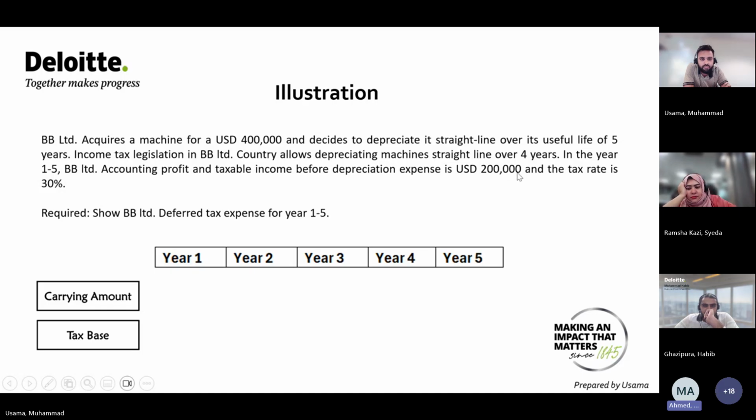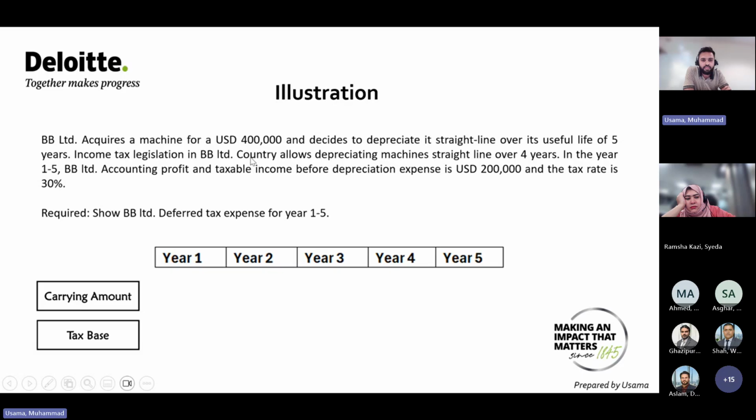In years 1 to 5, BV Limited's accounting profit and taxable income before depreciation expense is USD 200,000 and the tax rate is 20%. Required: show BV Ltd's deferred tax expense for years 1 to 5. So, it is a basic example to understand how we will compute the deferred tax. For this, the deferred tax calculation is required for 1 to 5 years.